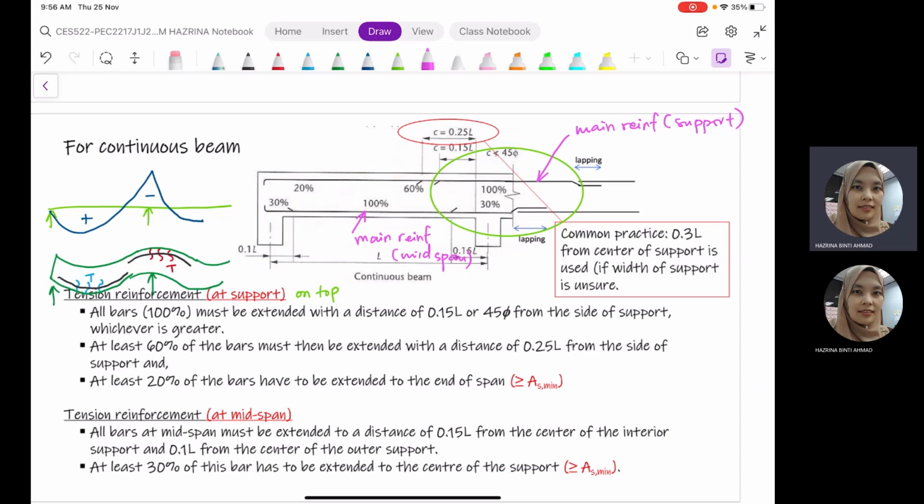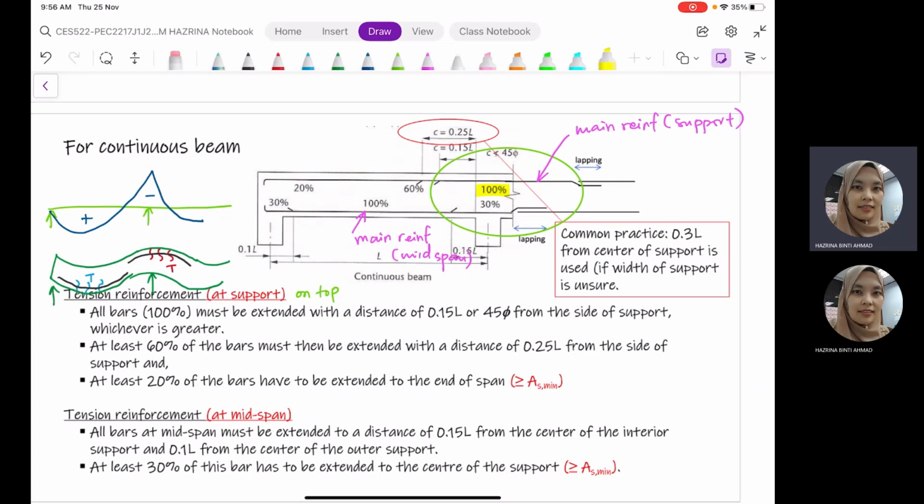Whereas all bars must be extended with a distance of 0.15 L or 45 diameter from the side of support, whichever is greater. So we can see here that we are given this 100%. It means that this is the total reinforcement that you have already designed in your calculation. So 100% of the reinforcement, maybe it is, for example, 4H20.